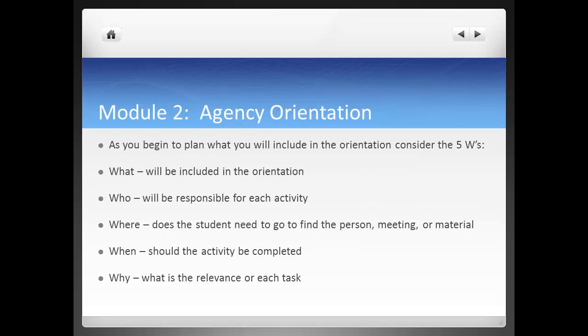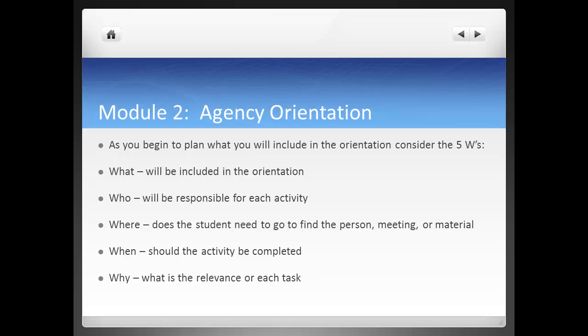As you begin to think about what to include in the orientation, consider it from the perspective of the 5 W's. What? What needs to be included in an orientation? And thinking about it from the perspective of a new employee is often helpful. Talking with fairly recent employees to the agency may be a great way to gather some orientation information and ideas about what to include. Consider who should be responsible for each of those orientation activities. And field instructors are highly encouraged to disperse that responsibility amongst several staff members in the agency.